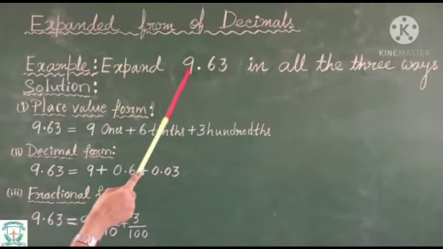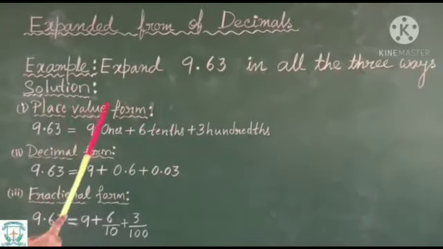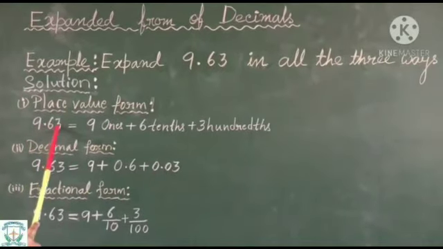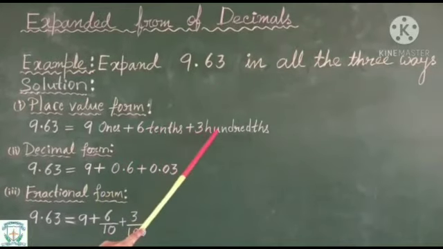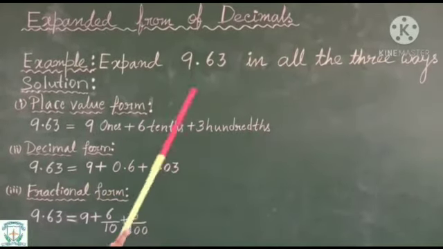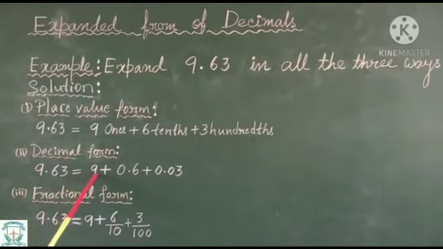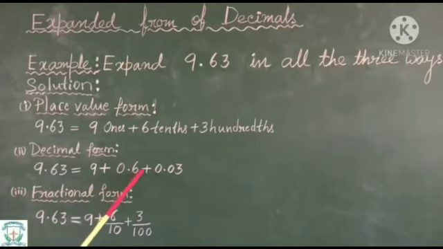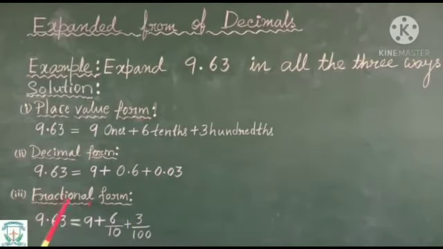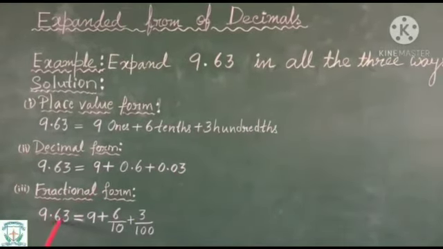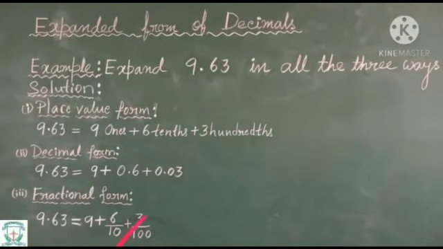Expand 9.63 in all the 3 ways. In place value form, 9.63 can be written as 9 ones plus 6 tenths plus 3 hundredths. In decimal form, 9.63 can be written as 9 plus 0.6 plus 0.03. In the fractional form, 9.63 can be written as 9 plus 6 by 10 plus 3 by 100.